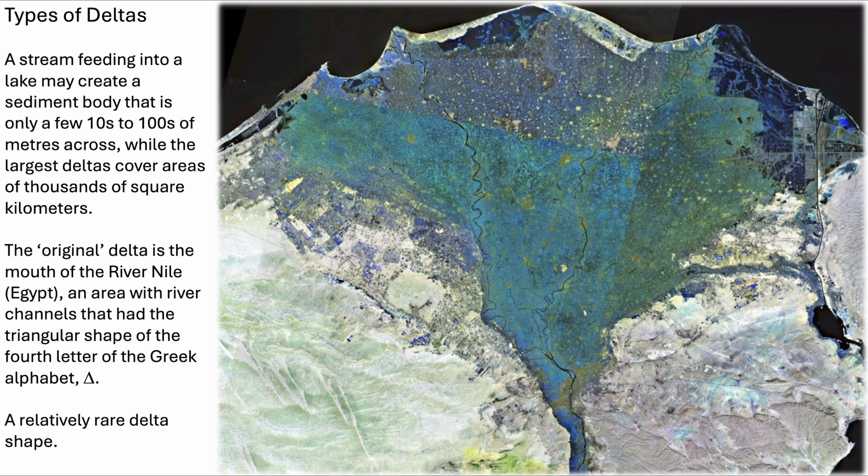Modern deltas vary widely in terms of size, processes, and nature of sediment. A stream feeding into a lake may create a sediment body that is only a few tens to hundreds of meters across, while the largest deltas cover areas of thousands of square kilometers. The original delta is the mouth of the River Nile in Egypt, an area with river channels that had the triangular shape of the fourth letter of the Greek alphabet, delta. This is a relatively rare delta shape, however.